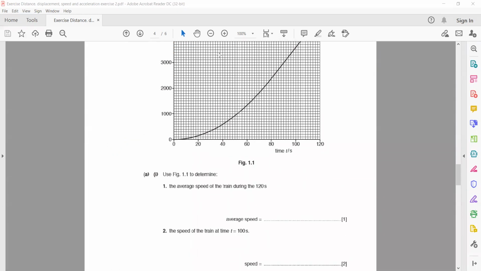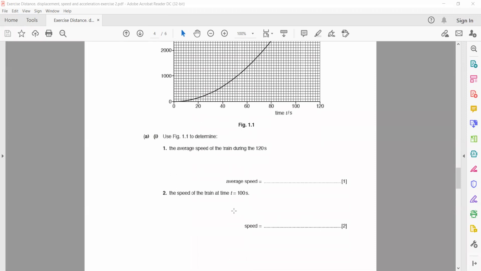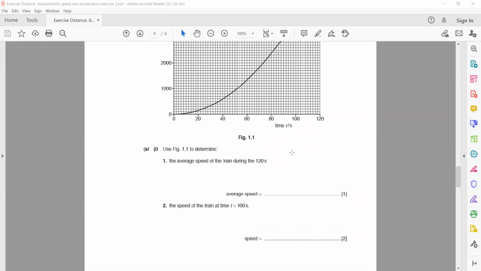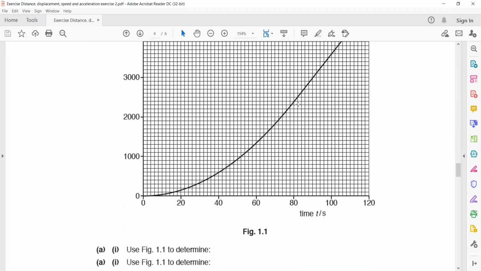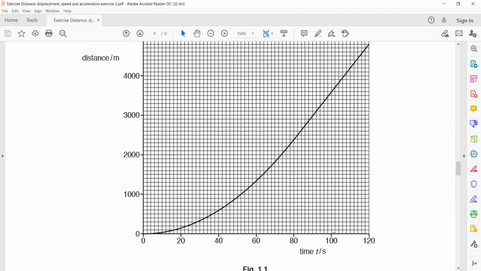Then the second part, speed of the train at time equals 100 seconds. So how can we work out the speed when time is equal to 100? We only have to work out the speed for this part, the straight part, because here the speed is constant. It's a straight line in this region, where I drew a red line; this part the speed is constant, and here the speed is changing because the speed is increasing. The black part is representing increasing speed and the red part is representing a constant speed.